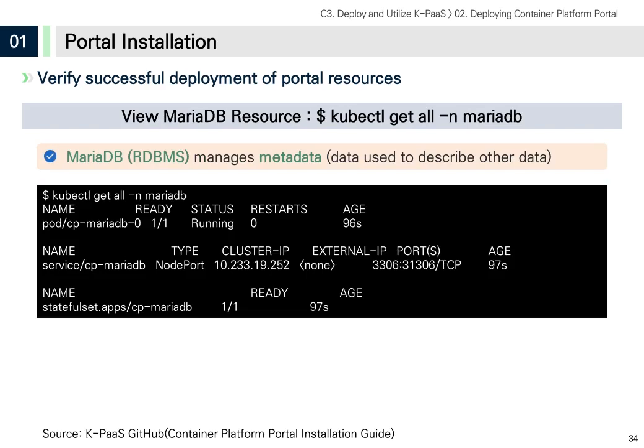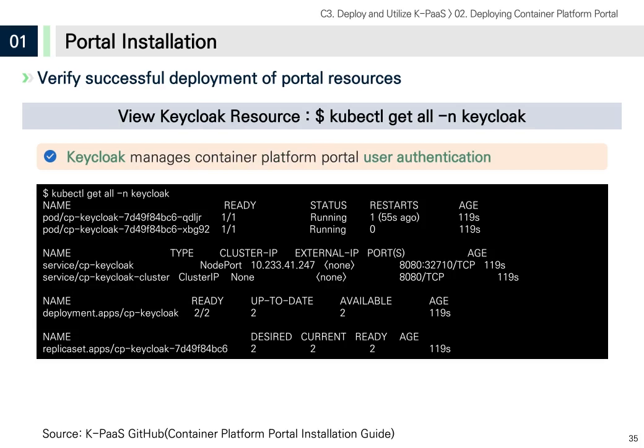Next, the MariaDB resource lookup screen. The function of MariaDB is to manage metadata, the data we use to describe other data. If you enter the kubectl get all -n mariadb command, you will see the same screen as in the textbook. At this point, make sure the deployment status comes up as running. The Keycloak resource lookup screen. Keycloak is responsible for managing user authentication for the container platform portal. If you enter the kubectl get all -n keycloak command, you will see the same screen as in the textbook. Similarly, make sure the deployment status is running. This completes the resource lookup.